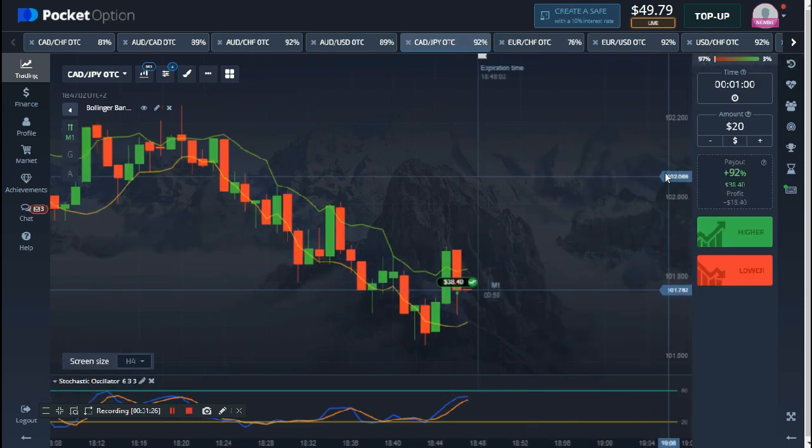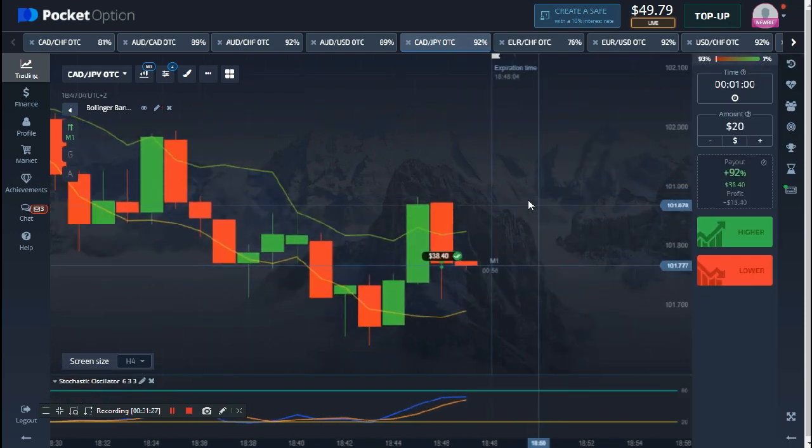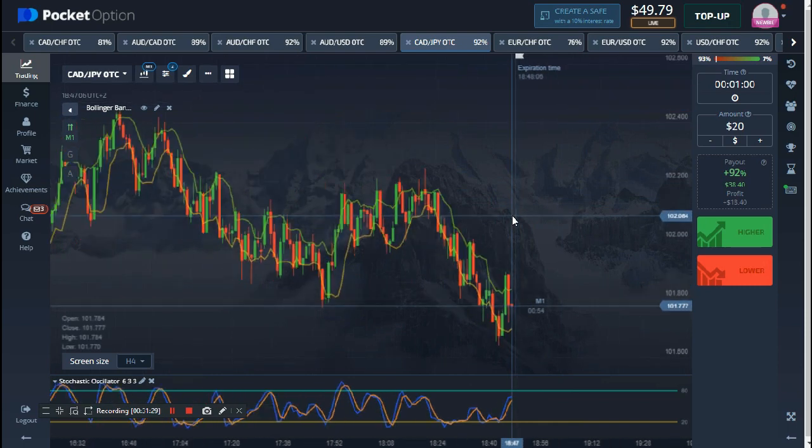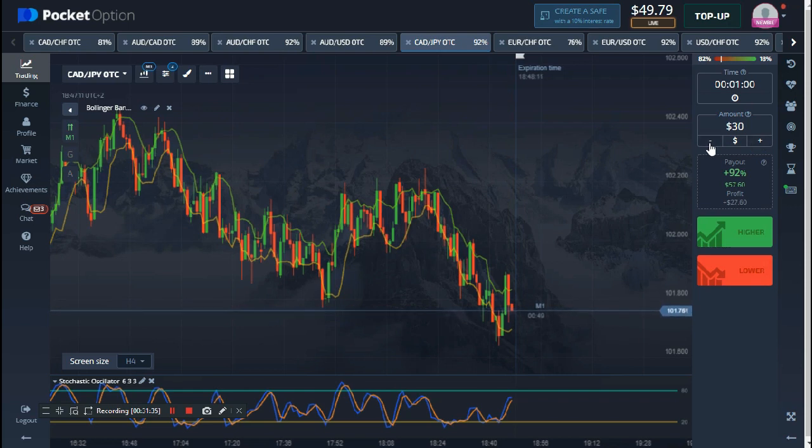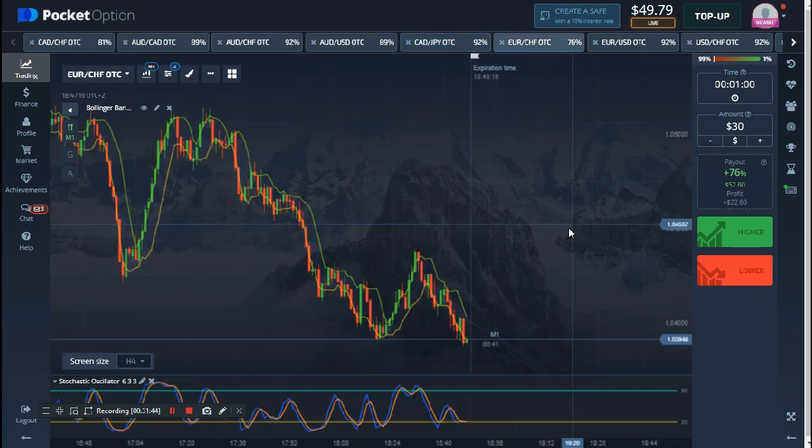Good, and I won here, so let's double my amount, not double but increase $10 in my trade amount.